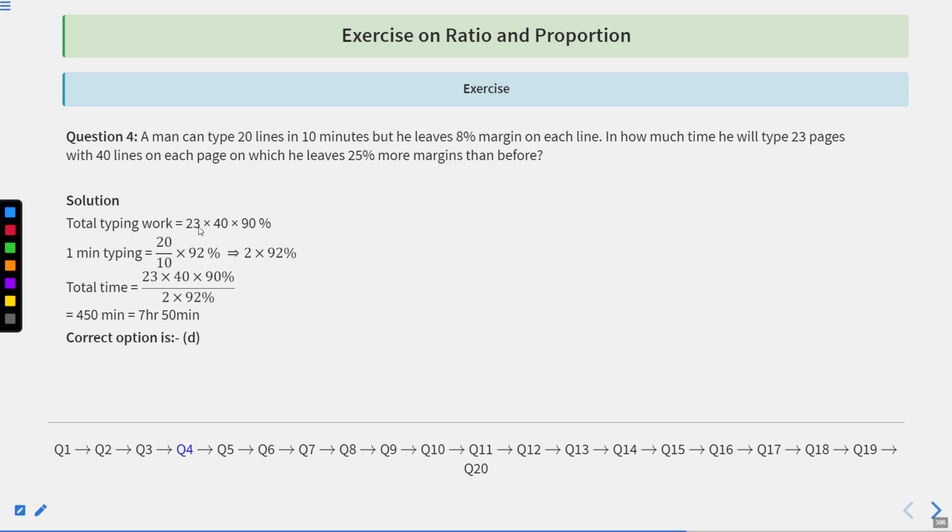So total typing work is equal to 23 times of 40 times of 90%. The 1 minute typing will be 20 upon 10 into 92%, that is 2 into 92%. So the total time will be equal to 23 times of 40 times of 90% upon 2 times of 92%. So it is equal to 450 minutes. That is 7 hours 50 minutes. So the correct option here will be option D.